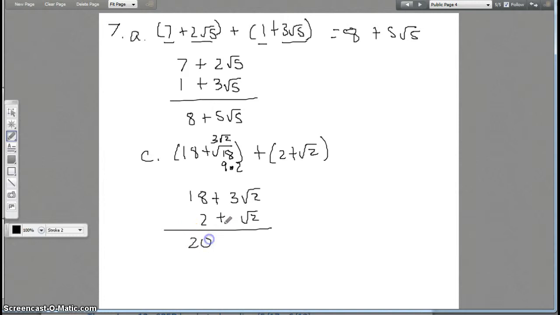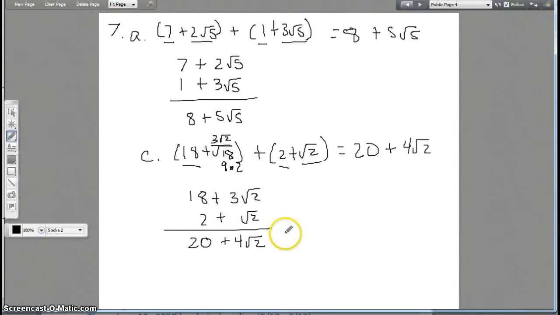18 plus 2 is 20. 3 root 2 plus another root 2 is going to be 4 root 2. So we have 20 plus 4 root 2. The other way we can do this is just looking and saying, okay, 18 plus 2, that is 20. 3 root 2 plus another root 2, that is 4 root 2. So you don't have to write it in this other format.